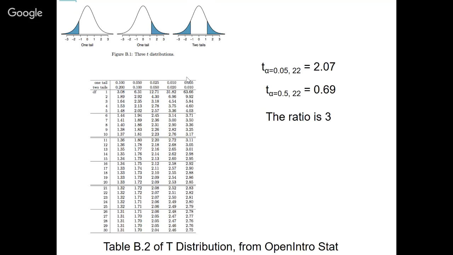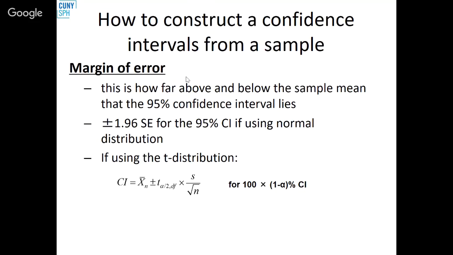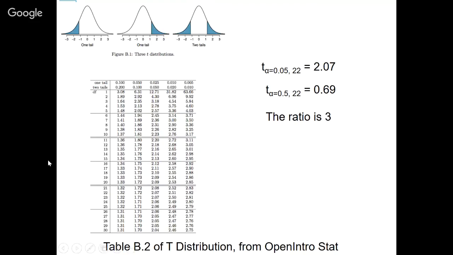The difference between using the t versus the z-score for the confidence interval? So use the t whenever this standard deviation is estimated from the sample instead of known from the population. And the difference is that these values are larger than the values in the z table for the same sample size.